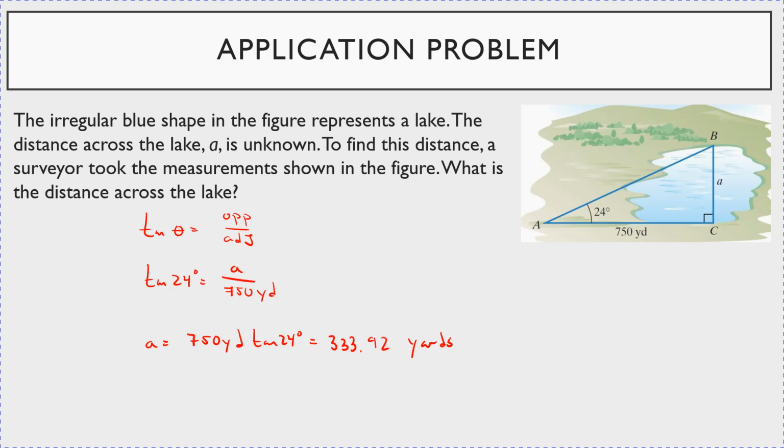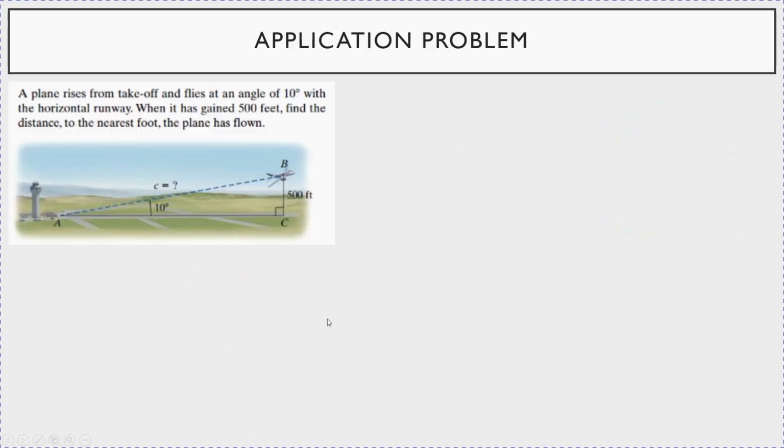Okay, let's try another one. So, you've seen some applications here of trig, which is great. So a plane rises from takeoff and flies at an angle of 10 degrees. So it's taking off and it's flying at an angle of inclination here of 10 degrees, with the horizontal runway. When it has gained 500 feet, find the distance to the nearest foot the plane has flown.